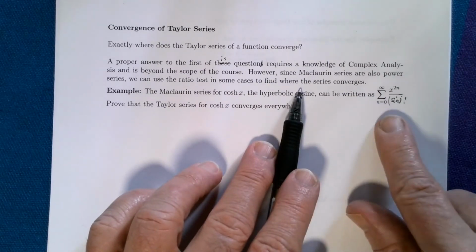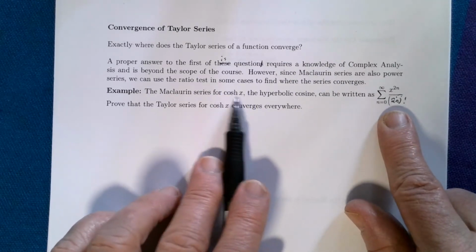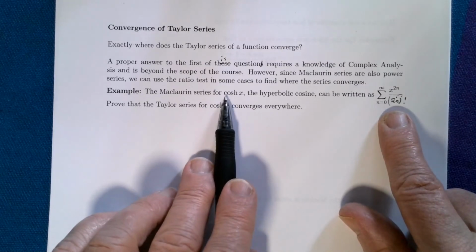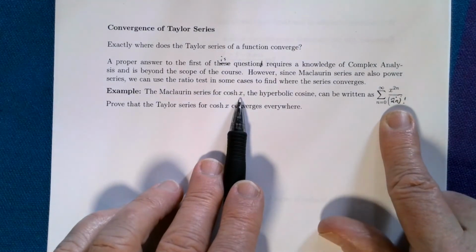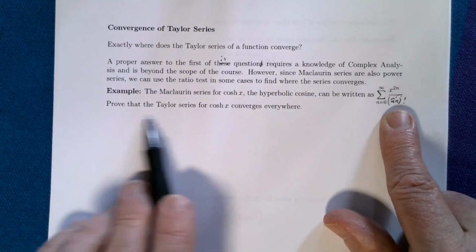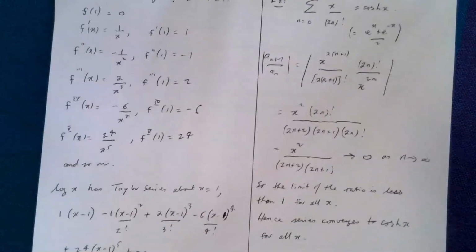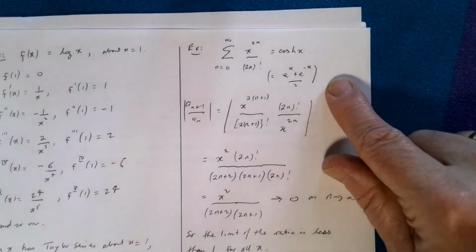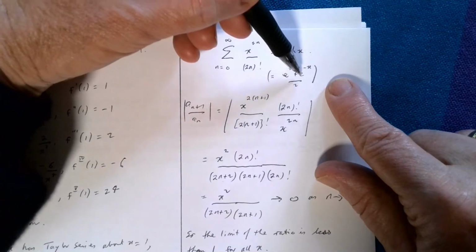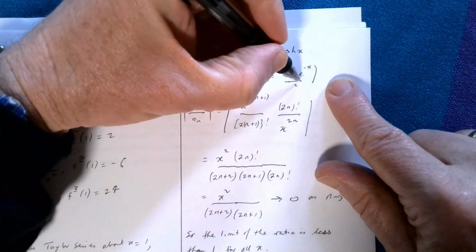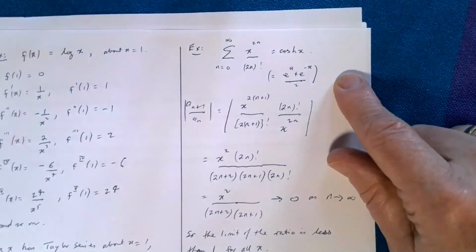So for example, I'm just going to tell you what this hyperbolic cosine is. I don't know whether you've seen these before, but it turns out the Maclaurin series for the hyperbolic cosine, cosh of x, is this infinite series here. And we're going to prove that the Taylor series converges everywhere. If you've not seen cosh before, cosh is just an abbreviation for e to the x plus e to the minus x, all over 2. If you haven't seen that before, it doesn't matter. I'm just giving you this one. We're going to prove this converges everywhere.